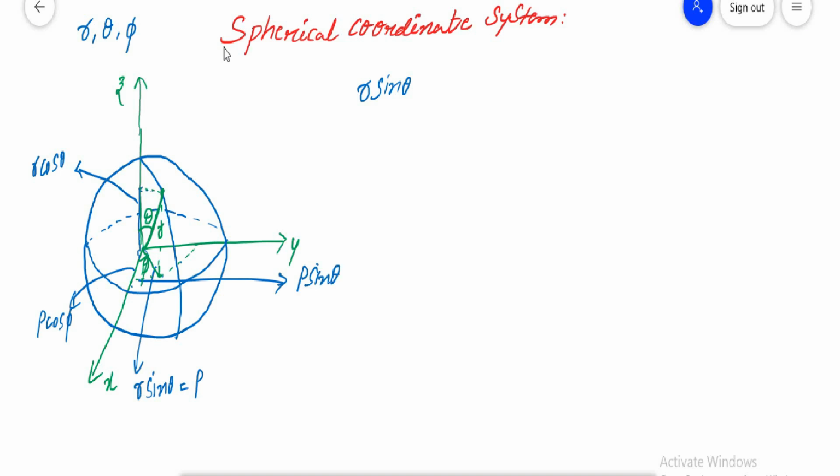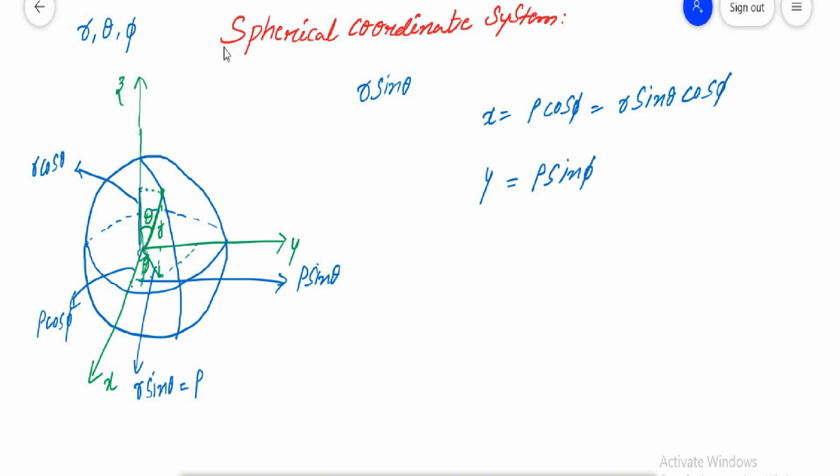It means the projection on the x-axis is x equal to rho cos phi, but where rho is equal to r sine theta. So x equals rho cos phi, which is nothing but r sine theta cos phi. Next, y is equal to rho sine phi.